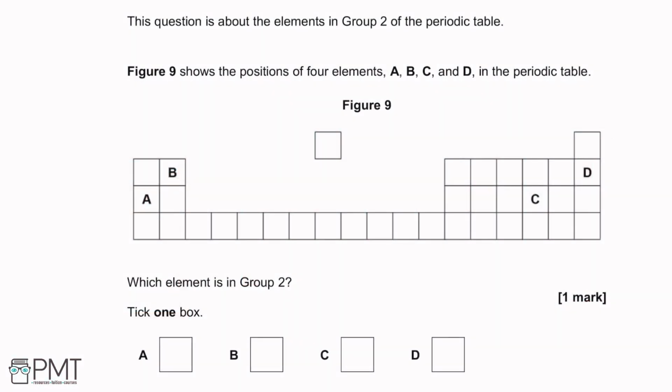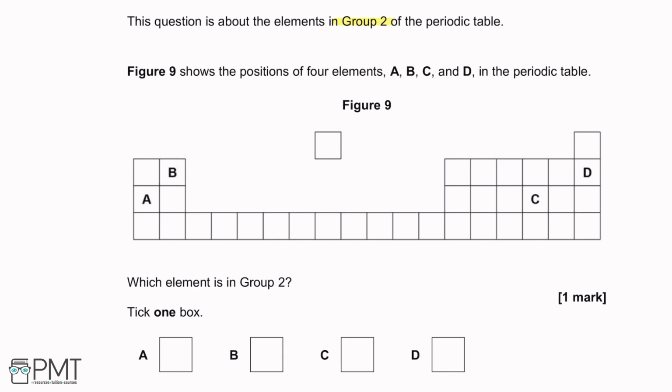This question is about the elements in group 2 of the periodic table. Figure 9 shows the positions of 4 elements, A, B, C and D, in the periodic table. So let's have a look at figure 9. So let's think about what a group is. Now, in the periodic table, our groups are the vertical rows.